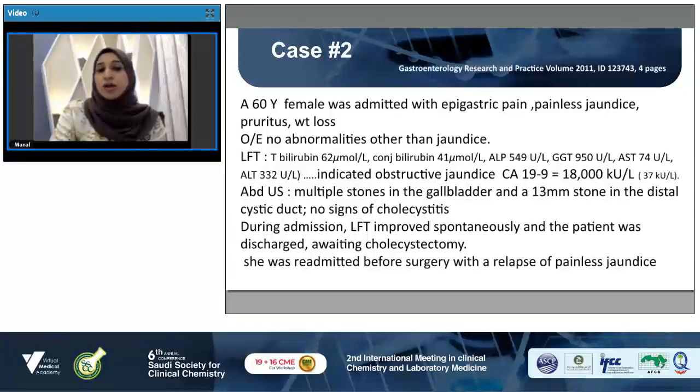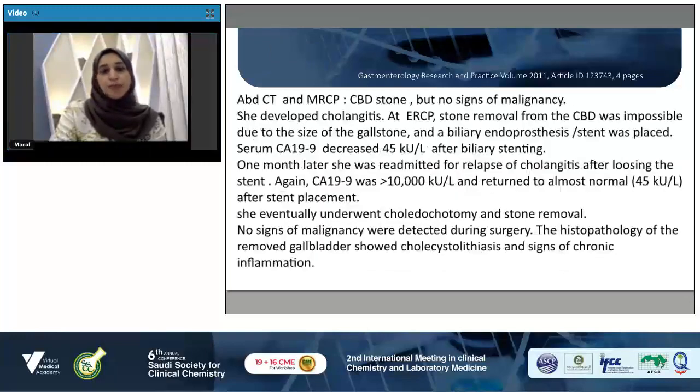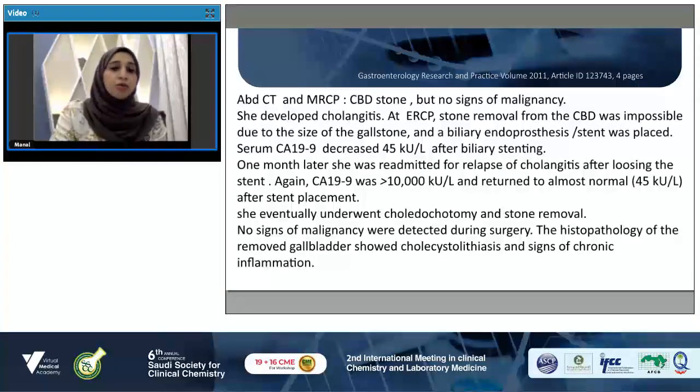During her admission, her LFTs improved spontaneously, and the patient was discharged waiting for cholecystectomy. While waiting, she was readmitted because of a relapse of her painless jaundice. Abdominal CT and MRCP again showed only a stone in the common bile duct, but no malignancy. She developed cholangitis, and because it was difficult to remove the stone, they put in a biliary stent. Her CA19.9 decreased to 45 after biliary stenting.